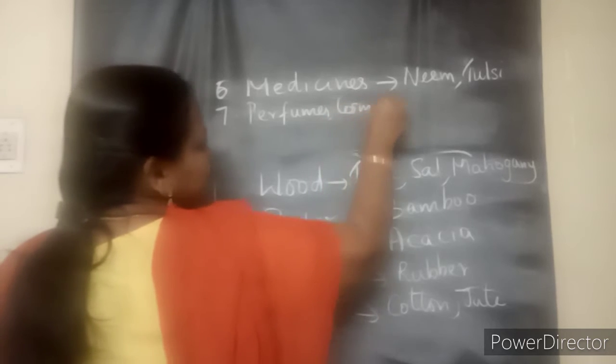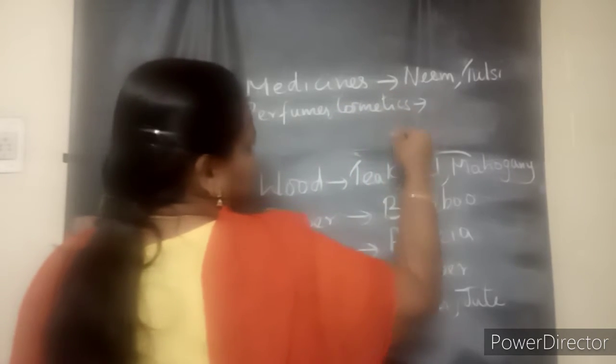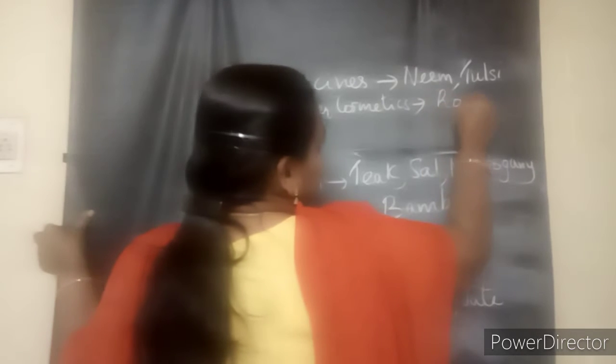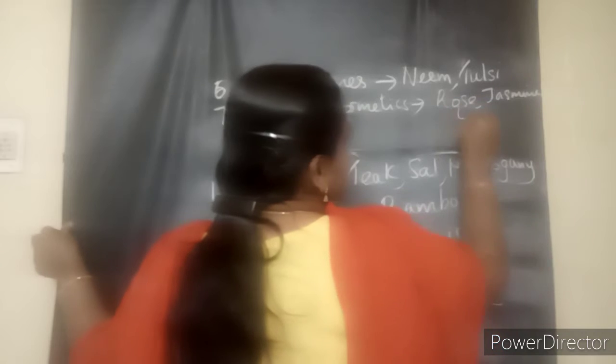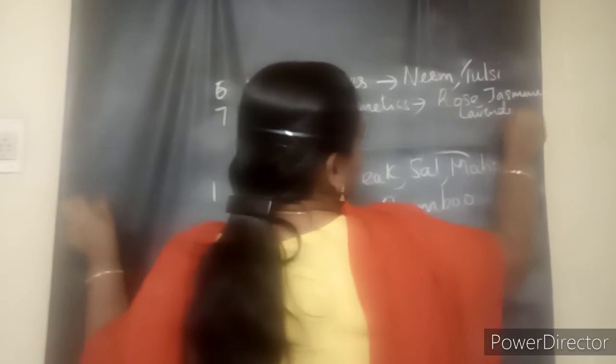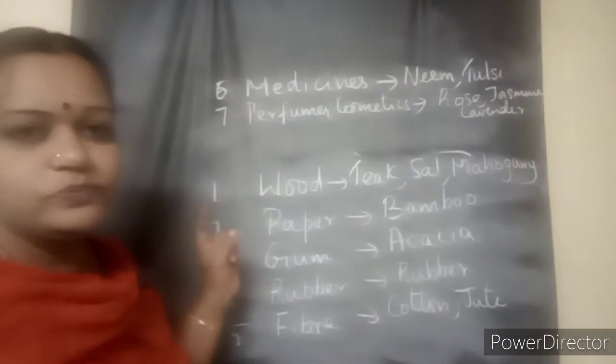And not only medicines, plants are used to give perfumes and cosmetics like creams and all. This we discussed in the flower lesson also. So generally rose, jasmine, lavender, all these are used to give the perfumes and cosmetics.